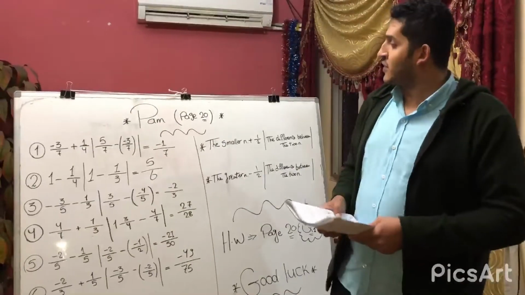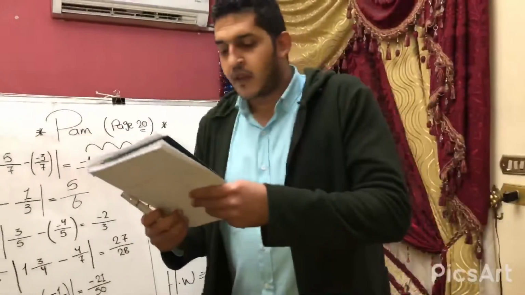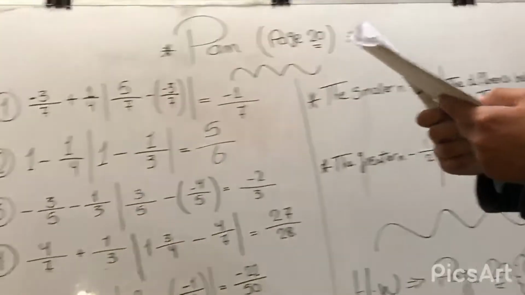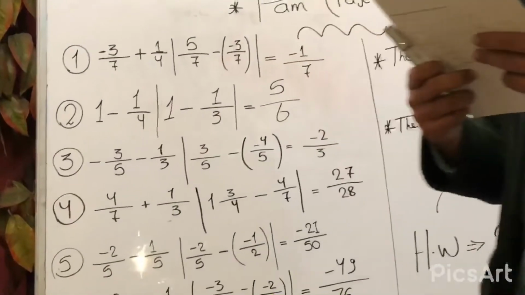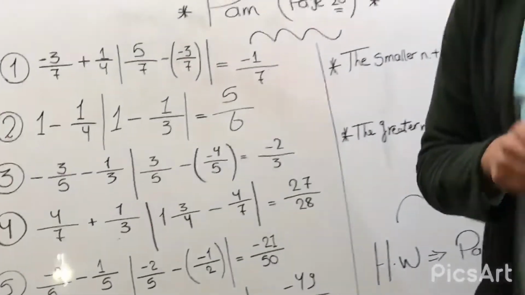Now let's apply on pamphlet page 20, question 2. The first question is 1/4 of the way between 5/7 and -3/7 from the side of a smaller number.